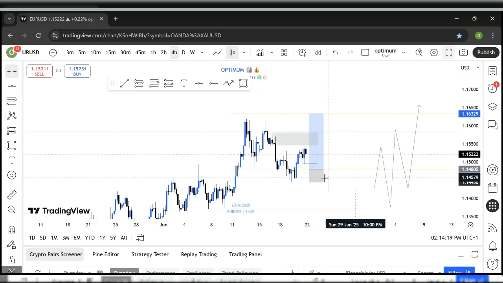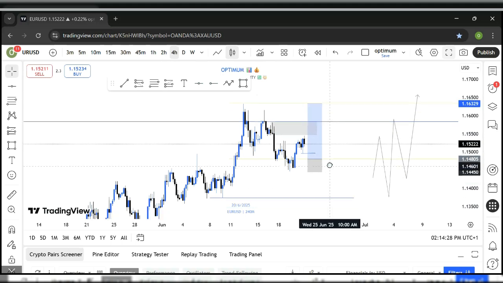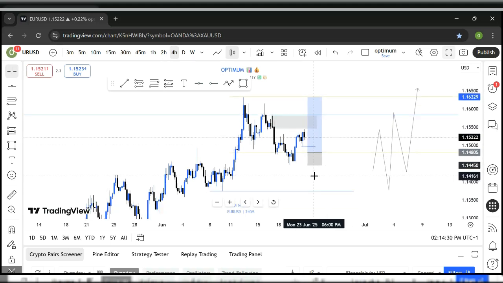But if it doesn't, it might most likely just break it and go for this high, take out this high, create something valid again, and then we'll continue to buy up. That is my view. And we can see that this whole movement was inside the fair value gap. So smart money knows what they are doing, since we are going up from a valid fair value gap.